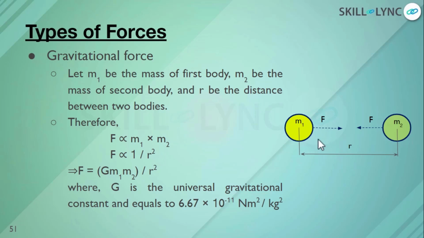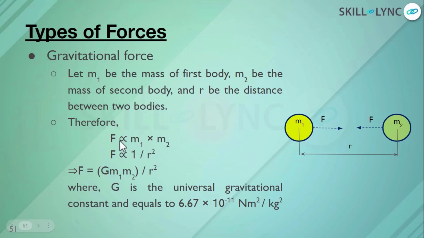And the center to center distance between the bodies is considered to be r. Therefore, from the definition, we can make out that the force acting is directly proportional to the mass of the two bodies, m1 and m2. Also, the force acting is inversely proportional to the square of the distance between them. The distance between them here is r.